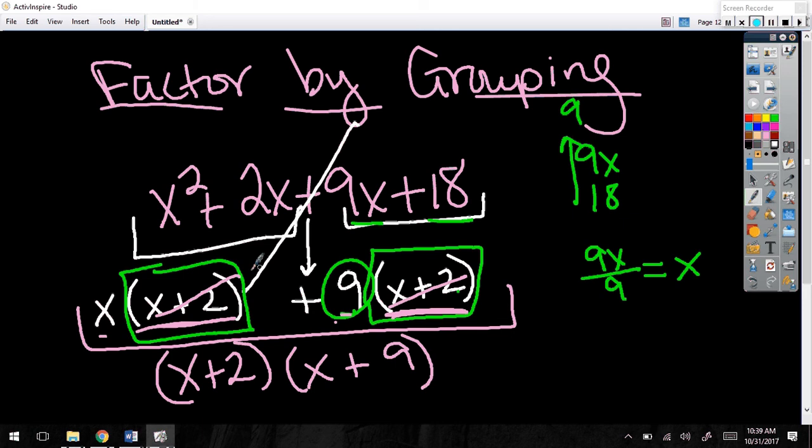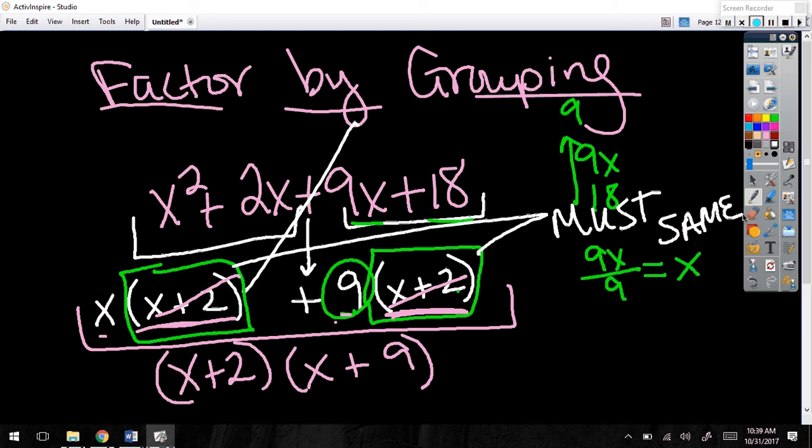These pieces must be the same to do this. We'll do more with them, but right now, I just want you to recognize that pattern and be able to. Let me do another.